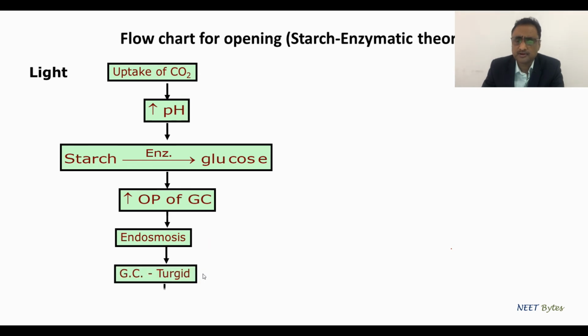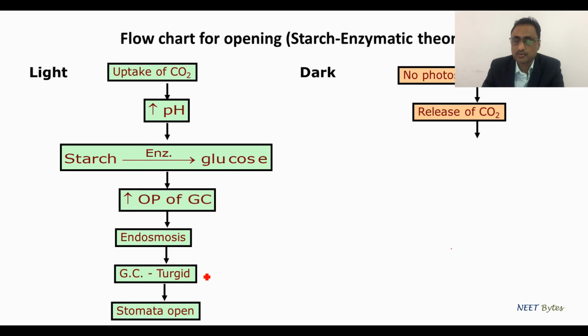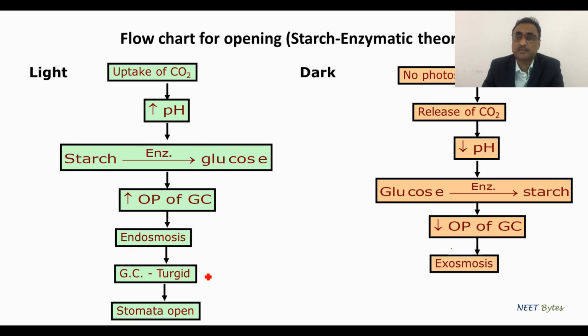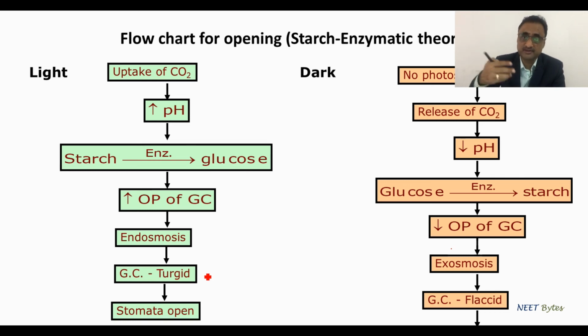Similarly, during the dark, what happens? No photosynthesis, release of CO2, right? Then pH decreases, then glucose is getting converted into starch, then osmotic potential of guard cell decreases, exosmosis, GC become flaccid, and stomata closed. So this is how the closure and opening of the stomata has been explained through this classical starch-sugar hypothesis. So it is a combination of both the enzymes as well as the concentration of glucose and starch.